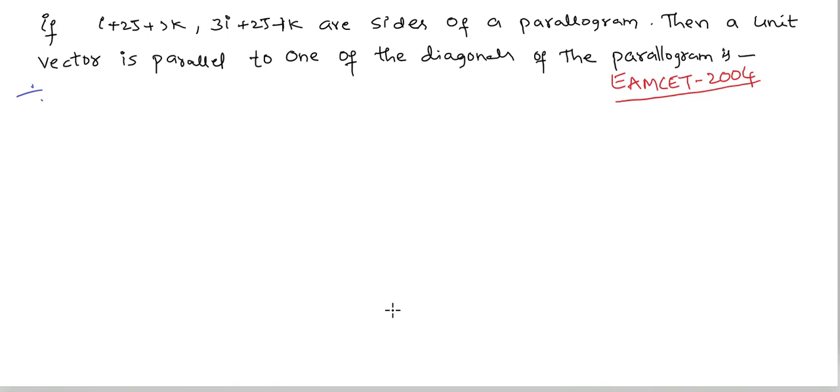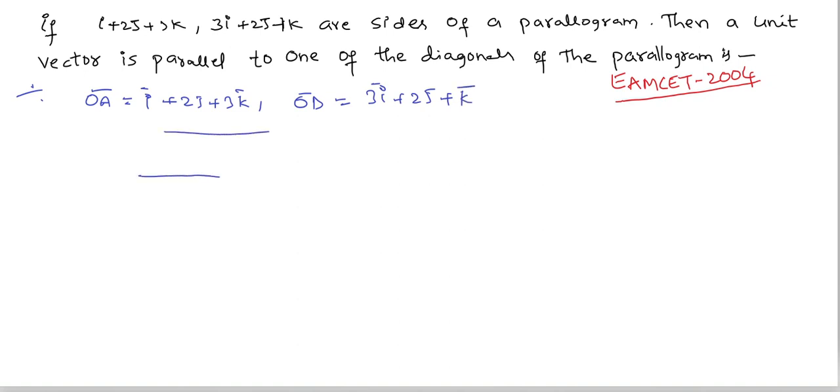If i bar plus 2j bar plus 3k bar, comma, 3i bar plus 2j bar plus k bar are the sides of a parallelogram, then a unit vector parallel to one of the diagonals of the parallelogram is... This is MSET 2004 question. Here the sides are given: OA bar is equal to i bar plus 2j bar plus 3k bar, and OB bar is equal to 3i plus 2j plus k. This is the parallelogram OACB.